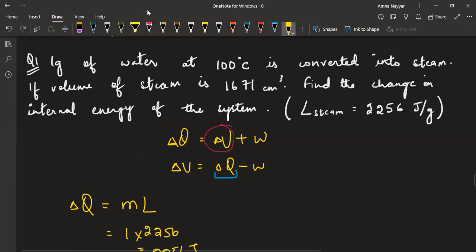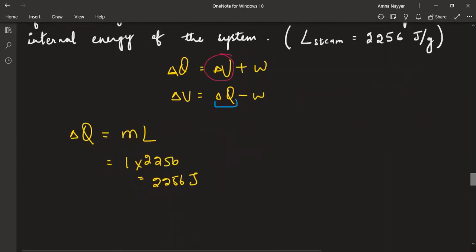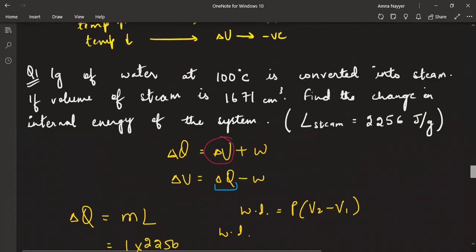Now work done is still unknown. In the last class, I told you how to calculate work done. Work done is simply, if your pressure is constant, pressure multiplied by the change in volume, right? So what will be the work done? See, do we have this much data with us?